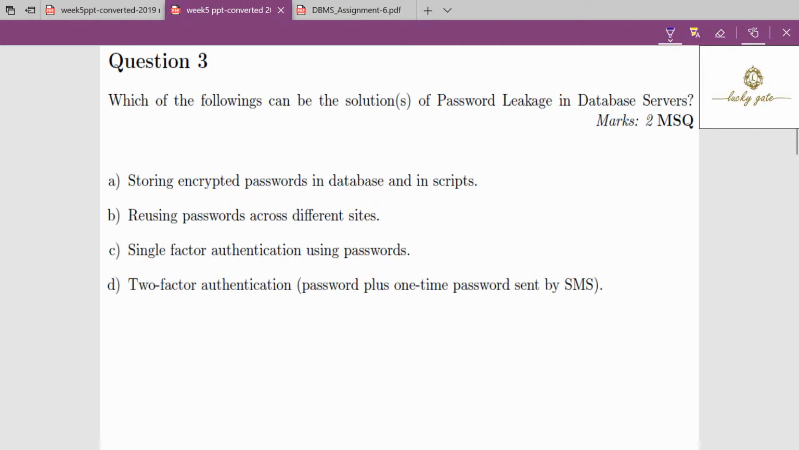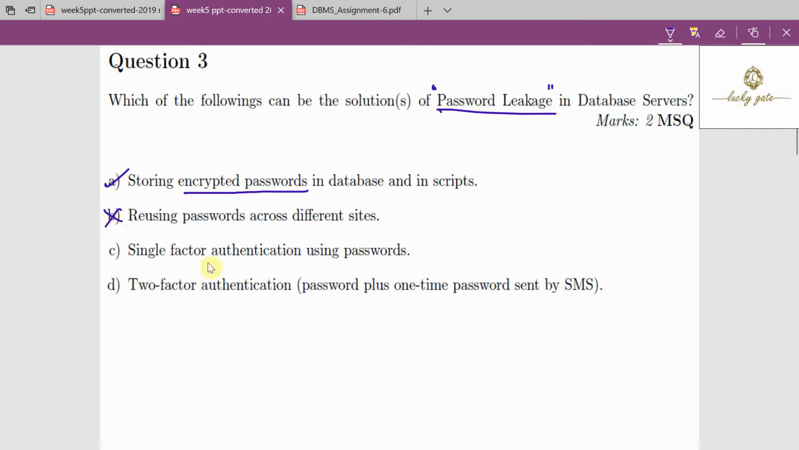Question number 3. Which of the following can be the solutions of password leakage in database servers? Option A given, storing encrypted passwords in the database and its scripts. Generally encryption is required for high security, so if you have encrypted passwords, password leakage can be avoided. Option A is a correct answer. Now look at option B, reusing passwords across different sites. Even banks and many security experts say don't use the same password across all sites, because it is possible to become a password leakage. So option B is incorrect.